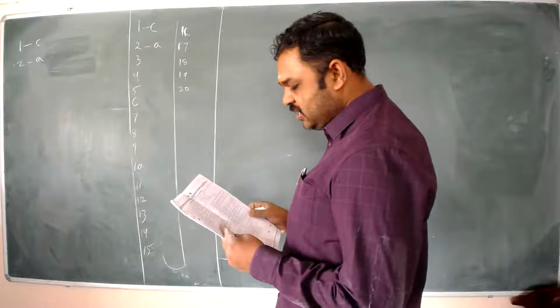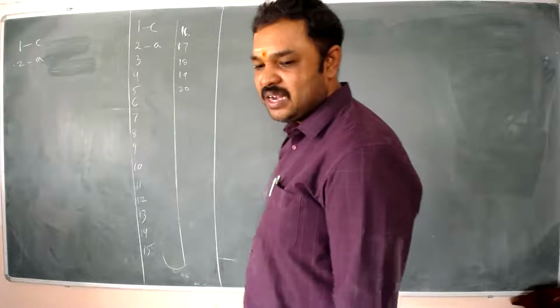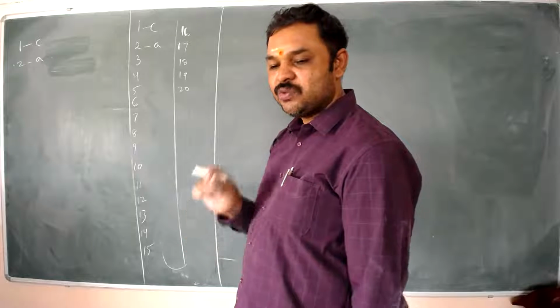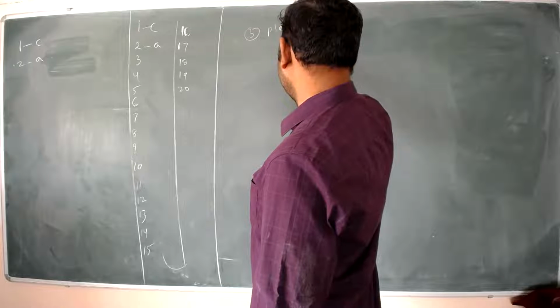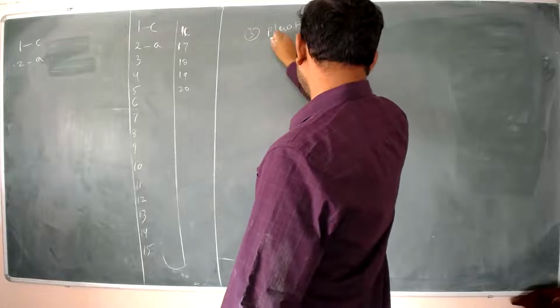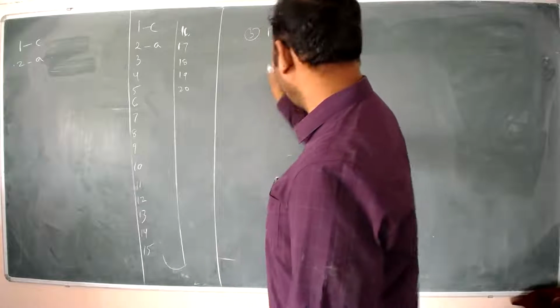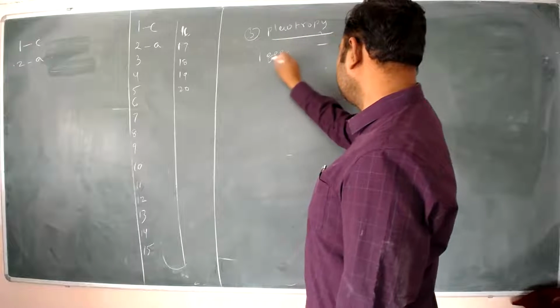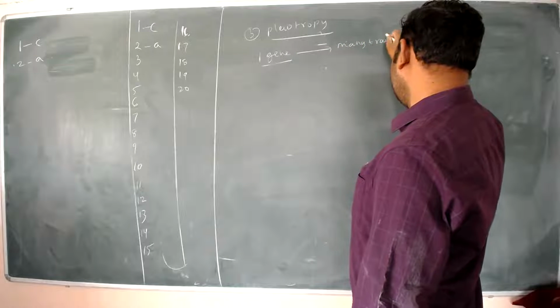Which of the following is an example of pleiotropy? Phenylketonuria, sickle cell anemia. Pleiotropy means one gene controls many traits. This third question is relevant to pleiotropy. What do you mean by pleiotropy? It is a phenomenon in which one gene controls many traits.